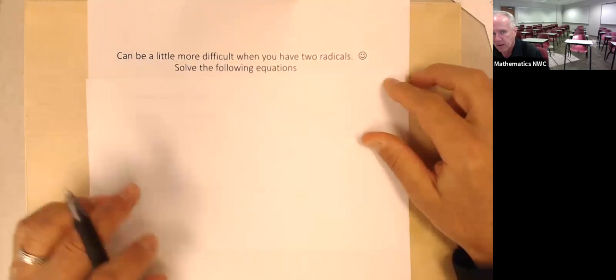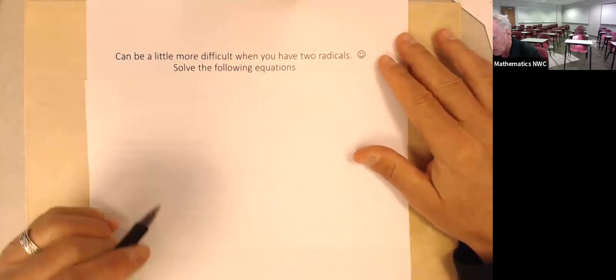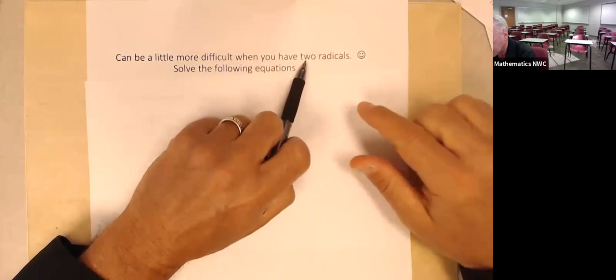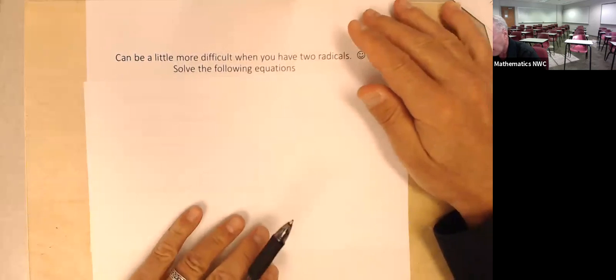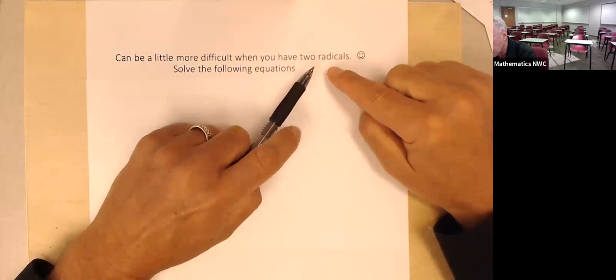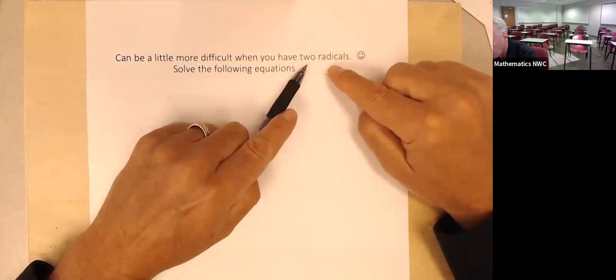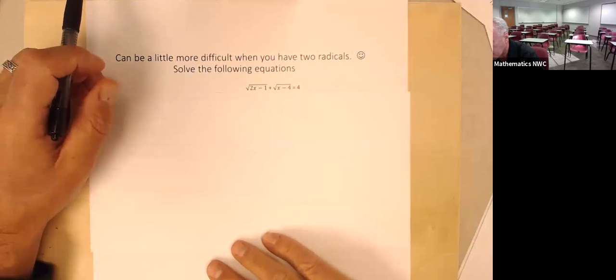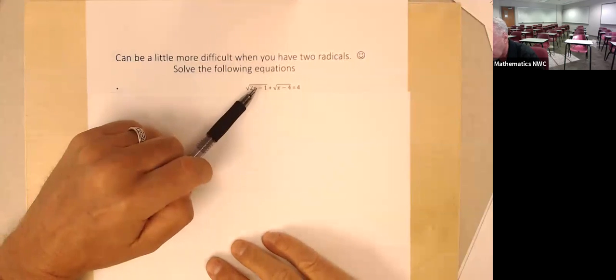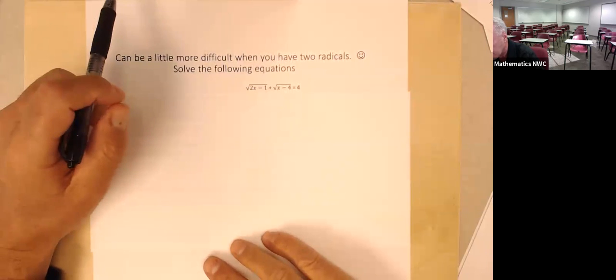This next one is a little more challenging. Actually, quite a bit more. The reason this is going to be more challenging is I have 2 radicals. Basically, I have to do the procedure twice over. I'm going to show you one here where I've written it out in advance. Here's an original equation that happens to have 2 radicals in it.